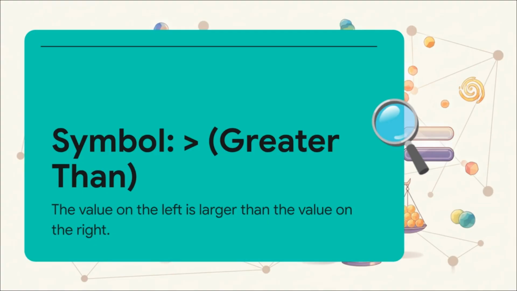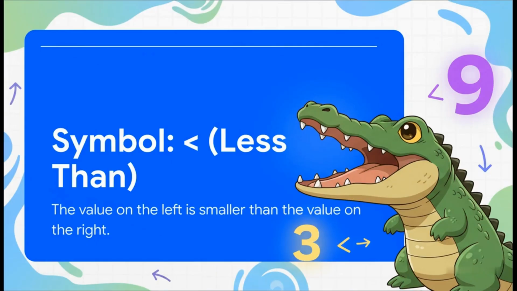Simple, right? And here's its twin, the less than symbol. The logic is exactly the same. The alligator is still trying to eat the bigger number, but this time that number is on the right side. So a statement like 3 less than 9 just means 3 is smaller than 9. The open side of the symbol always faces the bigger value.